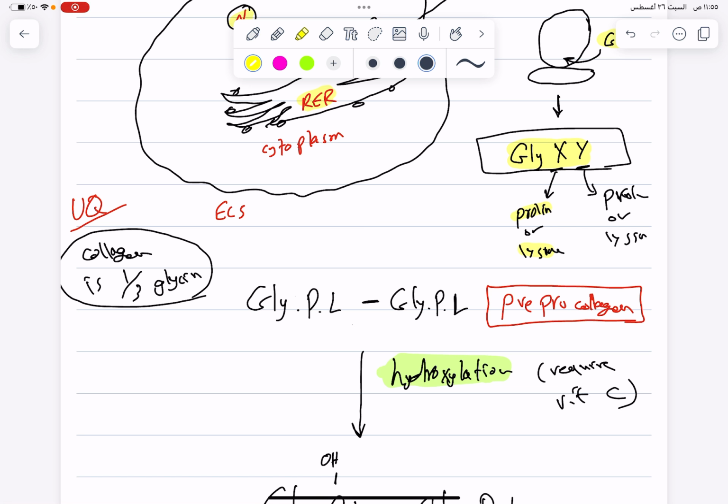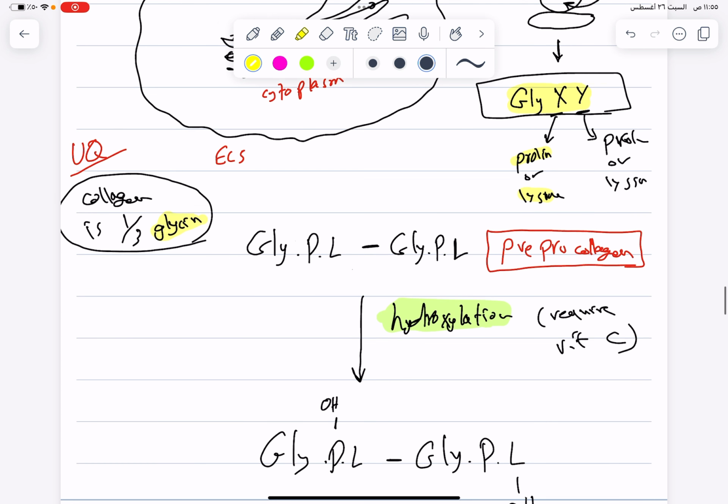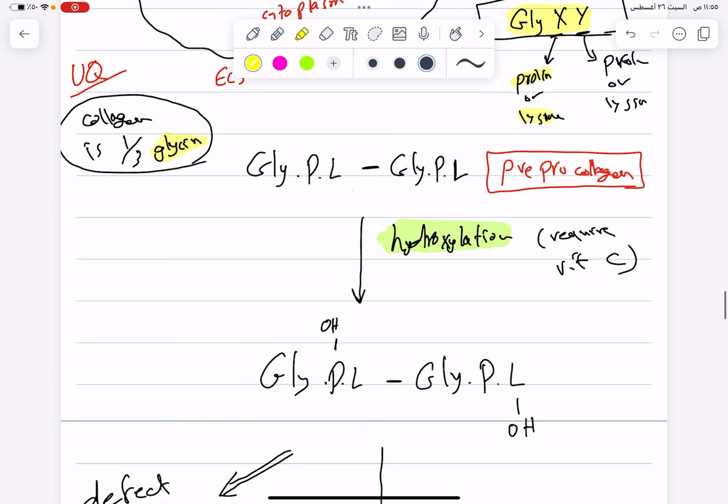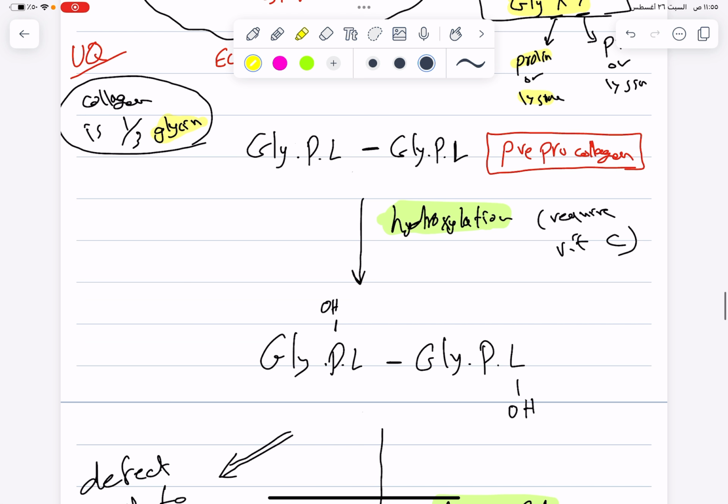There is an old question that asks which is the most abundant amino acid in collagen, and the answer is glycine, because glycine forms one third of the collagen. The others are proline and lysine. So pre-pro collagen undergoes many steps. The first step is hydroxylation, which means adding an OH group to the pre-pro collagen. This is also a high yield step because it requires vitamin C.